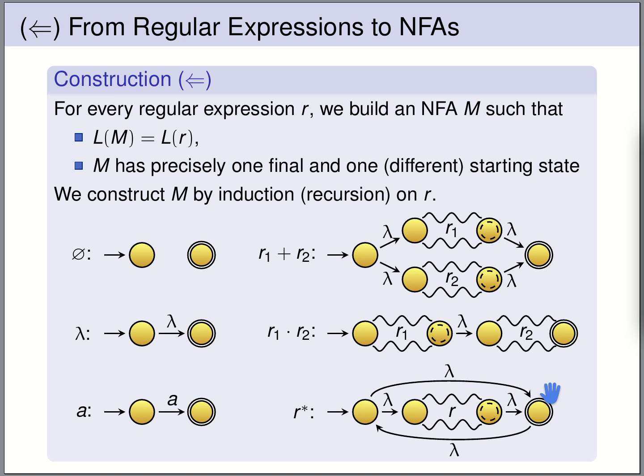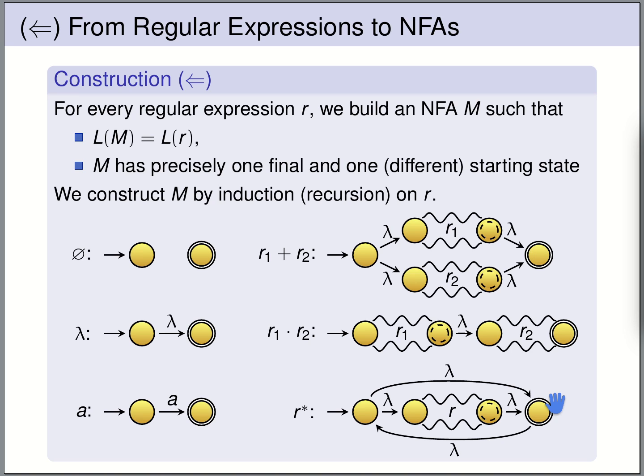We should be able to accept any number of times a word in the language of R. So how do we do this? We take a lambda transition to the old starting state of R. We read the word in the language of R. So we get to the old final state. And then we take a lambda transition to the new final state. So we can accept words in the language of R. And we don't need to stop here.